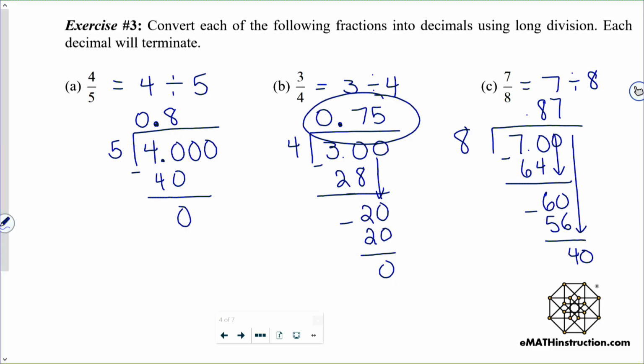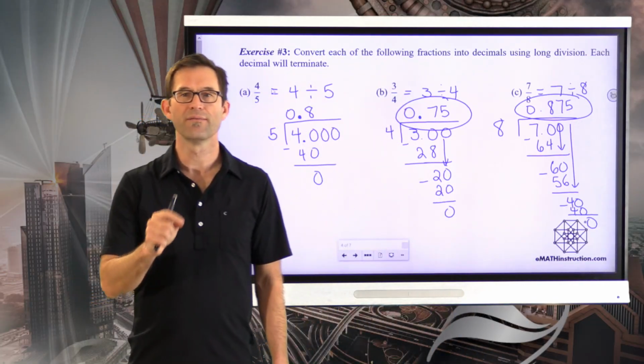How many times does 8 go into 40? That's 5 times. I subtract and I get 0. So 7/8 is the same as 0.875.